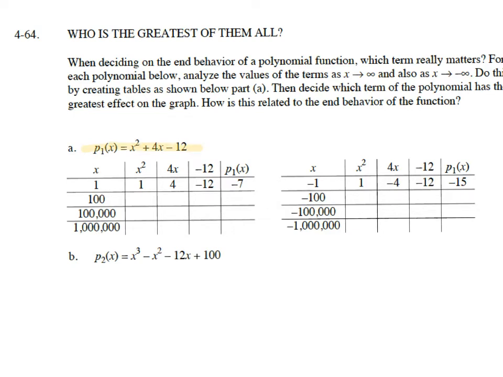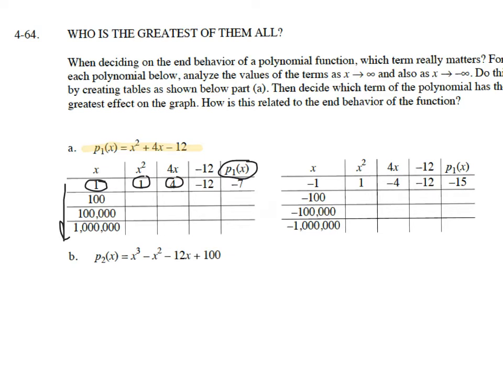As x happens to get larger and larger, if x is 1 or 100 or 100,000 or a million, which term has the greatest impact on the overall value of p sub 1 of x? So let's take 1 and plug it in for x. Well, 1 squared is 1. 4 times 1 is 4. And a negative 12 is still just a negative 12.